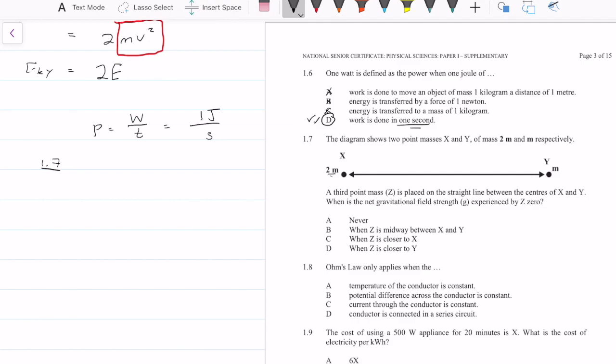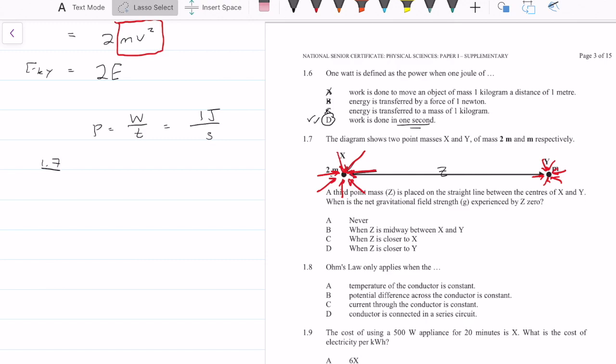Okay, so if we just think about this, we know that for a larger mass, which is 2m, we're going to have a stronger pull. So we're going to have a much stronger pull to that mass than we do to this mass. So this mass is going to pull much weaker. So if we place Z, let's say we place Z. Okay, so the first answer is never, which is not true.